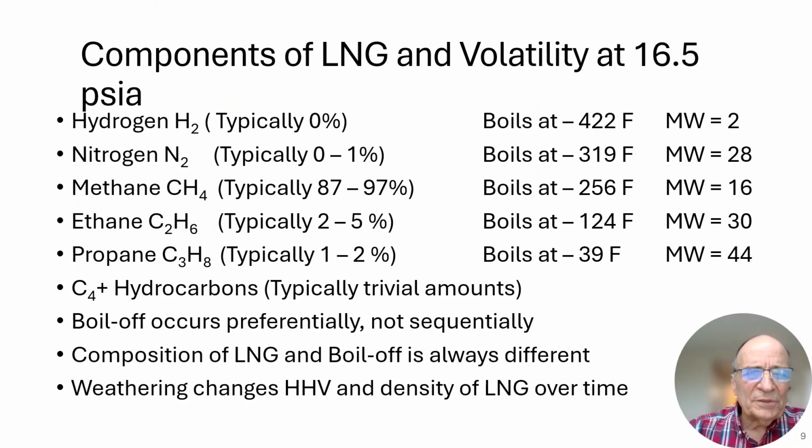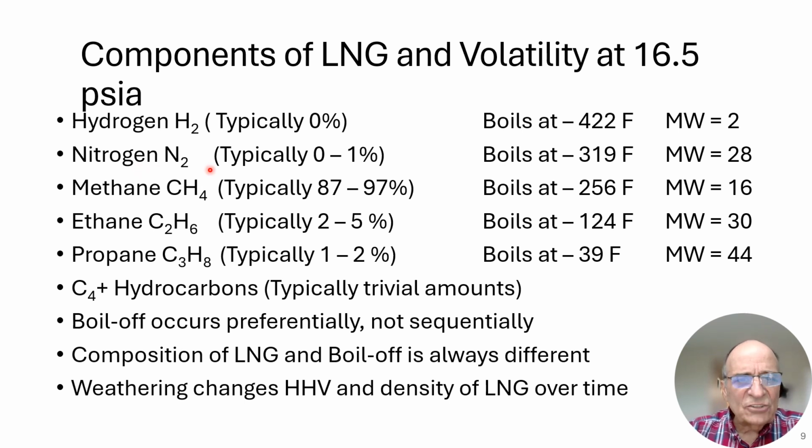On this slide, we show the components of LNG and their volatility. Now, I'm showing hydrogen, even though hydrogen is not in the past or presently within LNG, and that's why I show it as typically 0, but it may be a component of LNG in the future. That has a boiling point of minus 422 degrees Fahrenheit. That's at 16.5 psia, absolute. And I've selected that pressure because that's a typical pressure of a large size LNG storage tank.